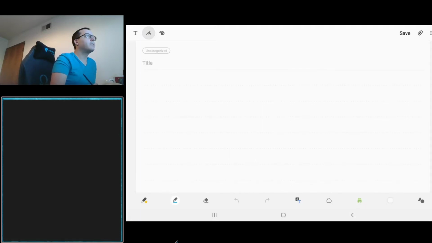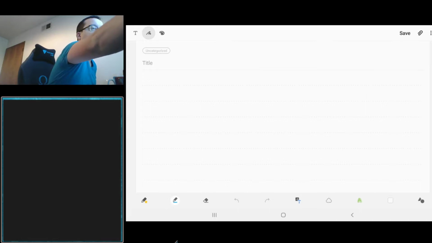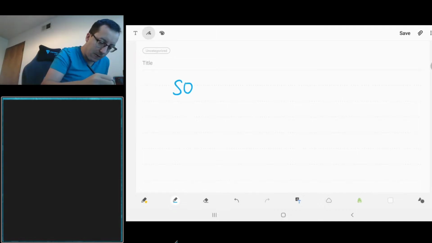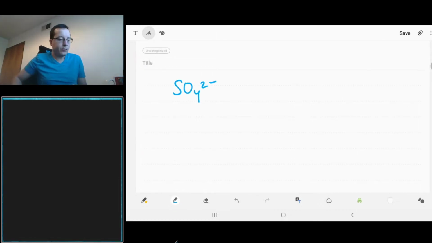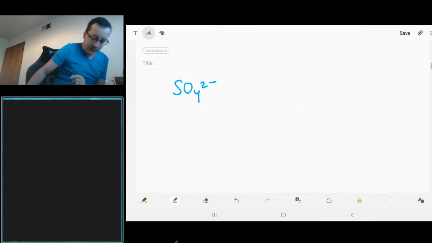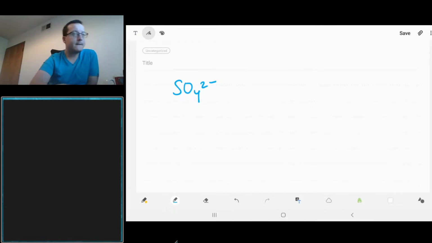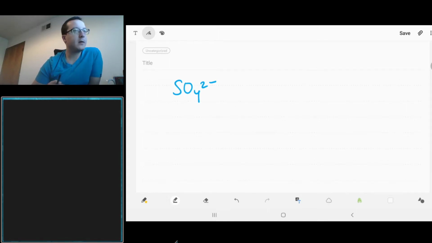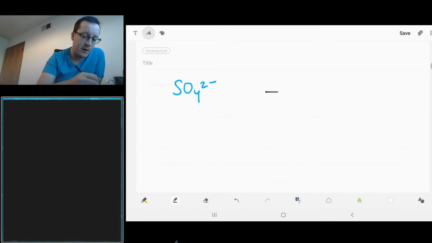So, last time we had an introduction to Lewis structures, right? We started talking about how to draw them. So let's start with practice. Let's start with the sulfate ion. Our first step, as we remember, is to calculate all the valence electrons, right?